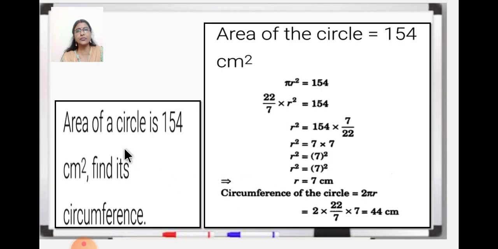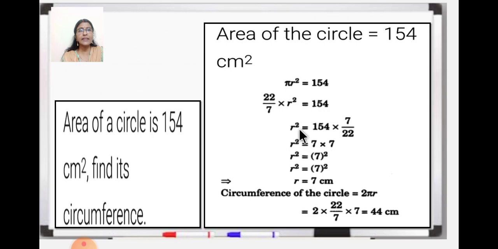See, this is the first question. Area of a circle is 154 centimeters square. So here area of the circle is given and you have to find its circumference. So first what is given, we'll write area of the circle is 154 centimeters square. And we know the formula for area of the circle, that is pi r square. So pi r square is equal to 154. So in place of pi, we will write 22 upon 7 into r square is equal to 154.